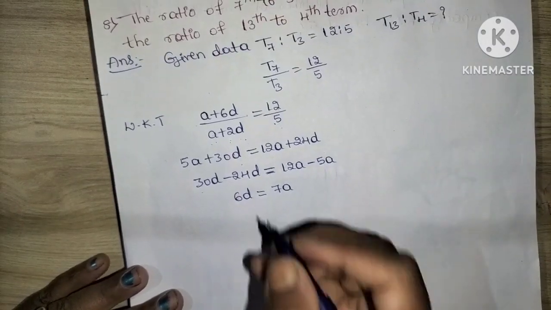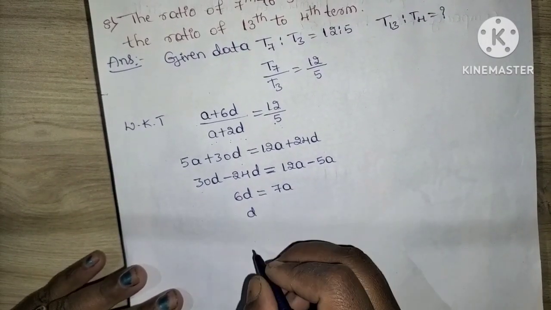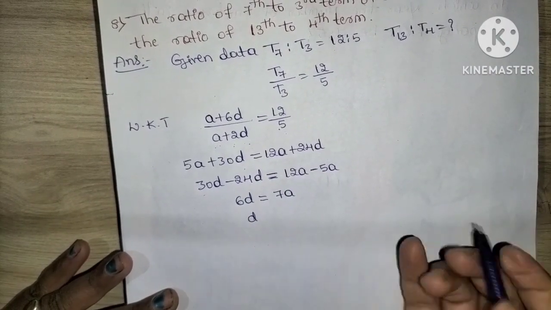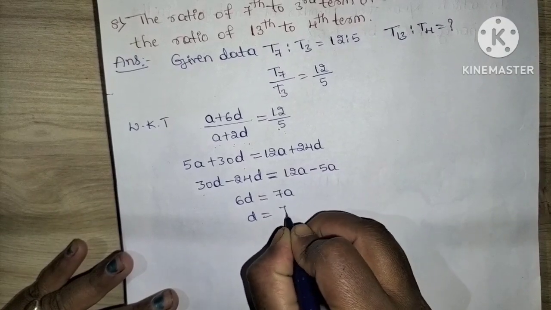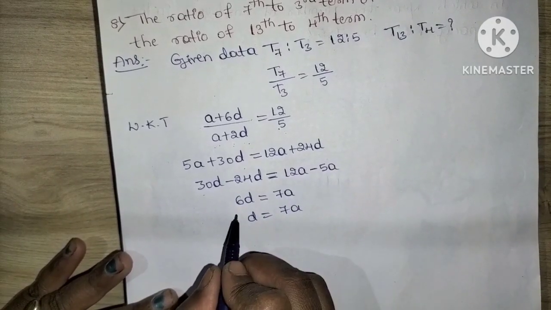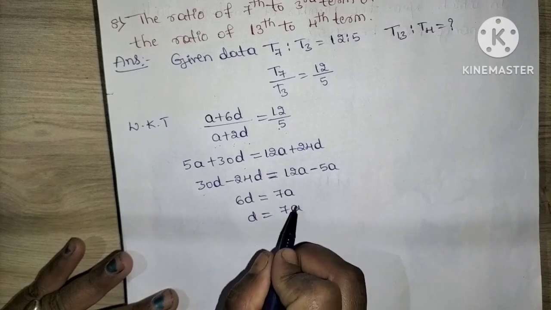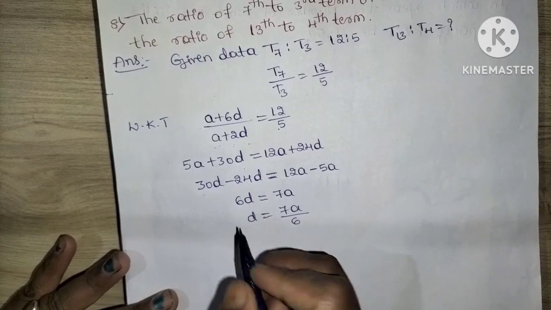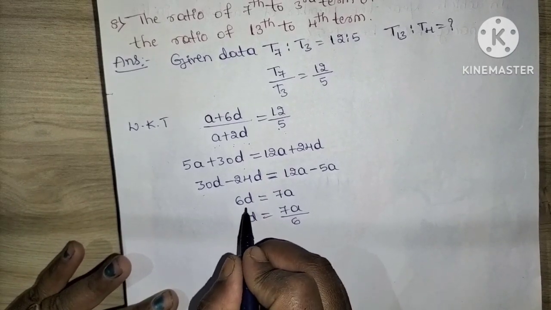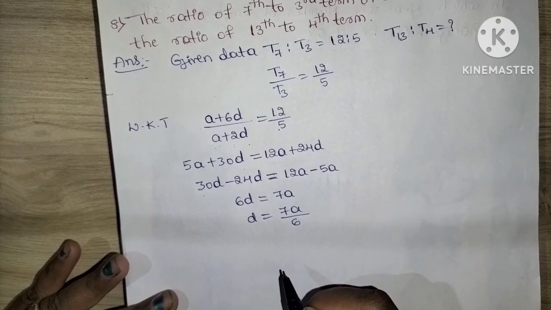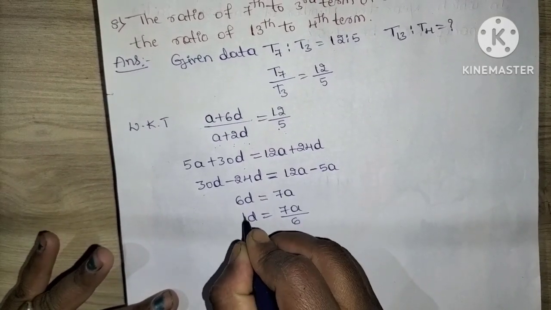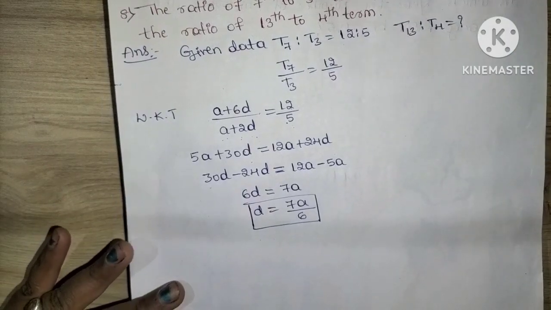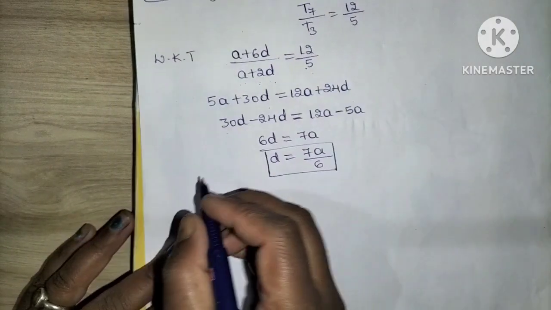6d is equal to 7a. So d is equal to 7a as it is. If we send 6 from LHS to RHS, it becomes divided by 6. Why? Because 6 is multiplied with d, and if we send a multiplied 6 from LHS to RHS, it becomes divided by 6. So this is the d value, the common difference: d is equal to 7a divided by 6.